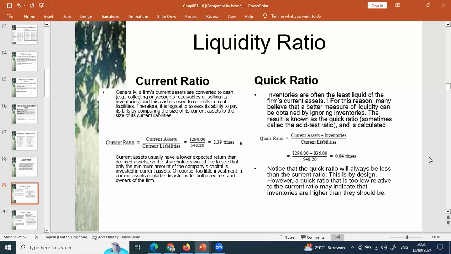No. The quick ratio can only pay 84% of the liability. You don't have enough money to pay the liability, isn't it? Yes, sir. It's not good. Your quick ratio is not enough to pay your current liability. If no one buys the inventory, then you cannot pay your obligation.